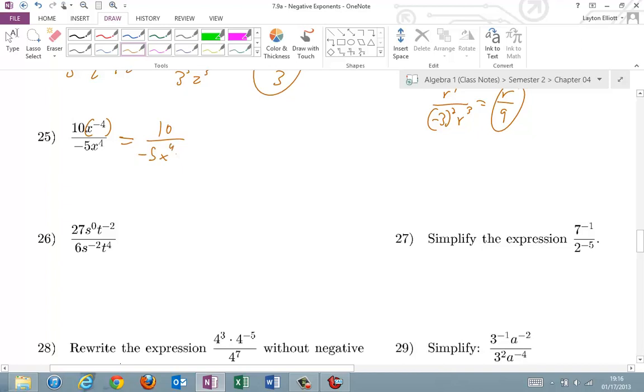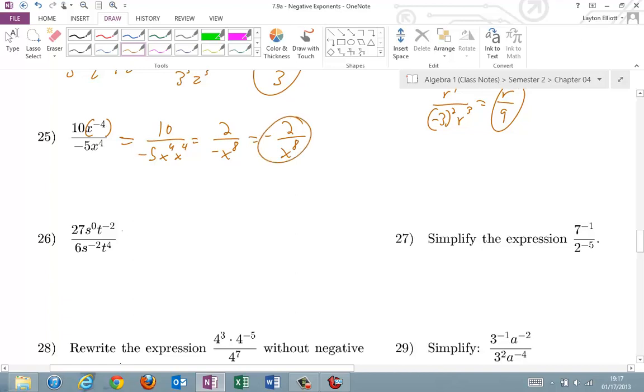So the x to the fourth, and then we have another x to the fourth from the one that moved. Cancel the 5 and the 10, and I get 2 over a negative 1. Actually, I get 2 over negative x to the 8th. We can leave it like that, or we can express it just kind of more generally as negative 2 over x to the 8th.